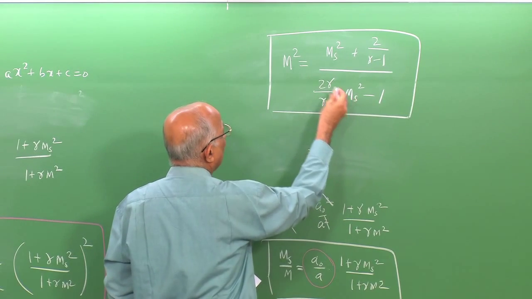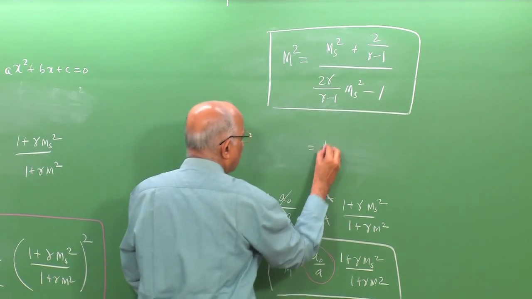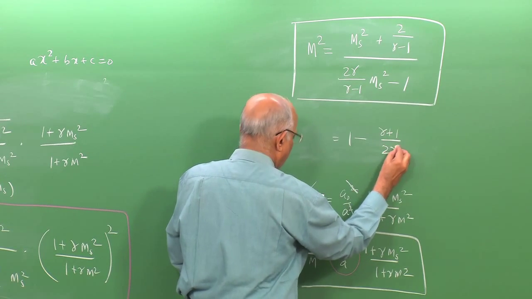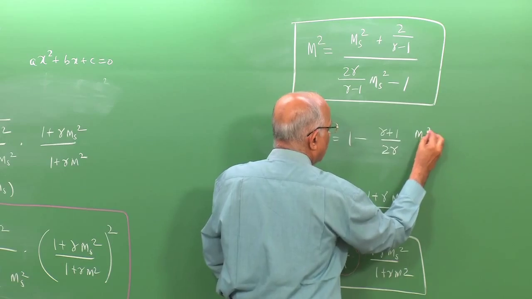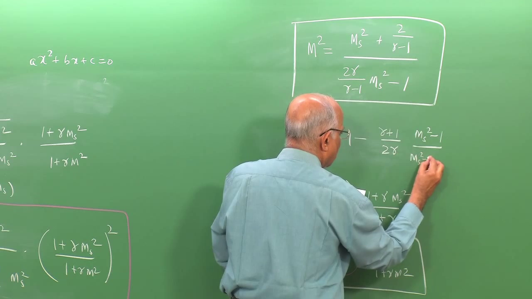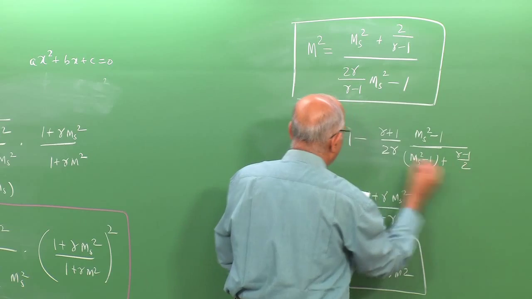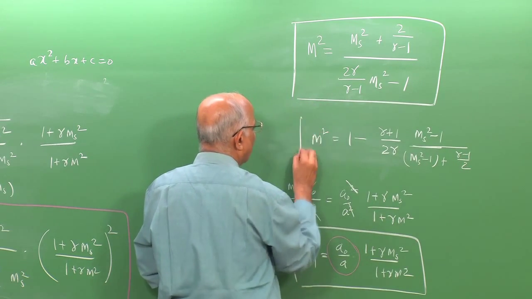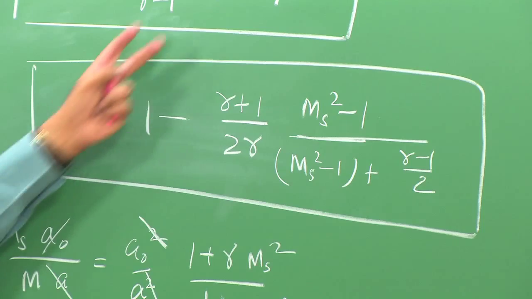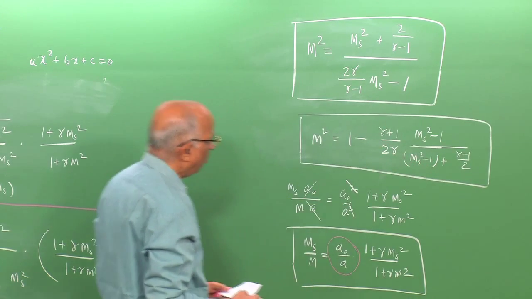This particular value of m square can again be simplified. After all, you have this, you bring gamma minus 1 by 2 here, and the expression works out to be 1 minus gamma plus 1 divided by 2 gamma into ms square minus 1, divided by ms square minus 1 plus the value of gamma minus 1 divided by 2. This is the value of m square which I get. This form is to be expected. I have ms square minus 1, gamma minus 1 divided by 2. I am simplifying it. This is the final form that I get.